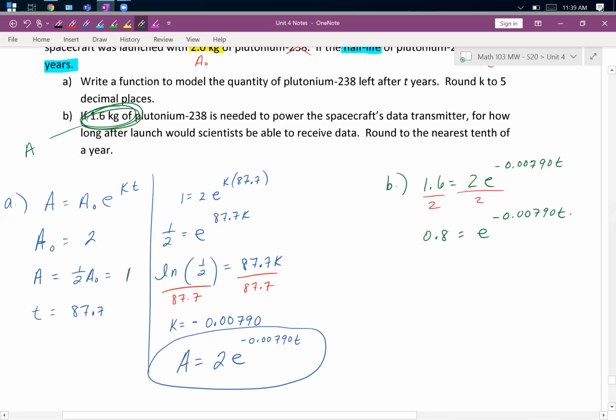Now that our exponential portion is isolated, we're ready to rewrite it in logarithmic notation. This is the natural log of 0.8 equals negative 0.00790t. And lastly, we'll divide.